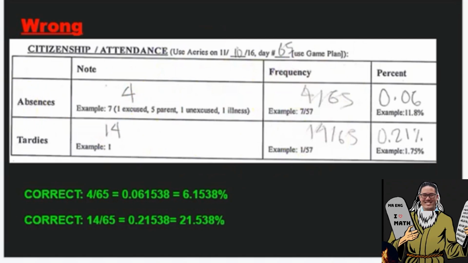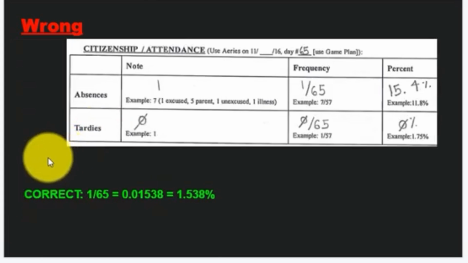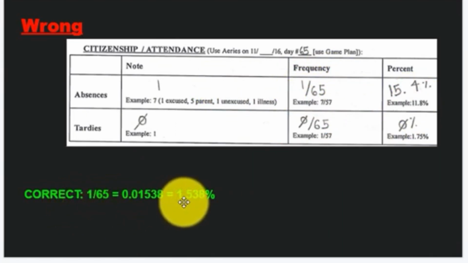Okay, let's look at some more examples. These are real students, okay? This student didn't know decimals. They said they were absent 15% of the time. 1 out of 65. That's almost 1 out of 100, right? That should be like 1 or 2%. Are you following me? But somehow in their conversion, they think they're absent 15% of the time. No, they're absent only 1.5% of the time.